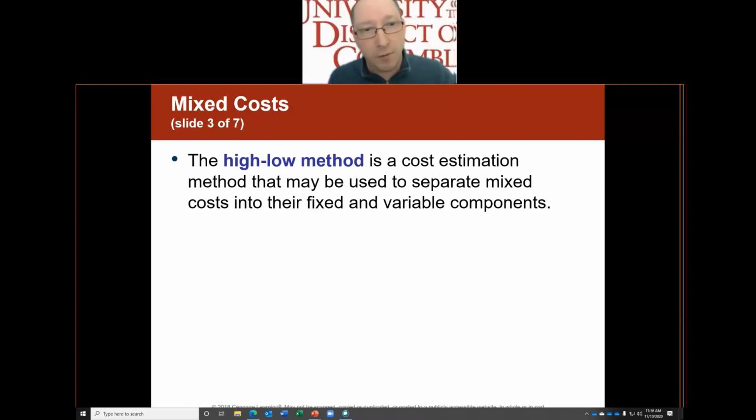When we budget for mixed costs, we use something called the high-low method. It's where we look at the low and the high, and we figure out what the cost will be between the two. So it's an estimation method that may be used to separate mixed costs into their fixed and variable components. High-low.